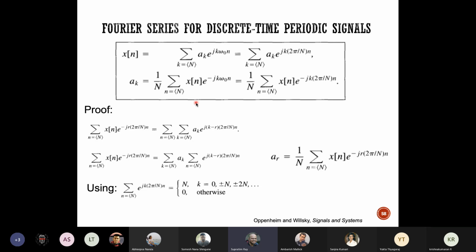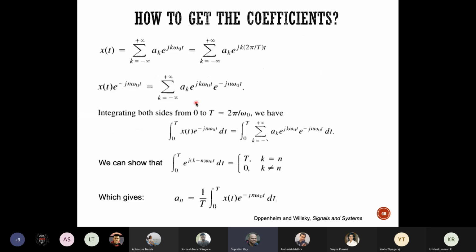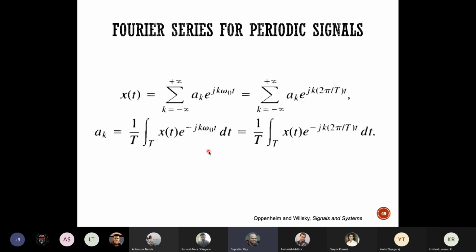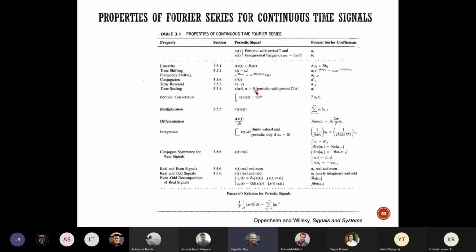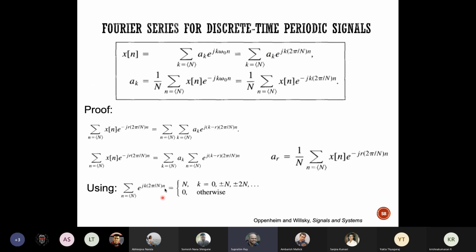In both cases, the proof is actually very straightforward, and it relies on the fact that in the continuous domain, if it's a complex exponential, the integral over any period is just 0 unless the exponent itself is 0. In that case, it's T. So this was the proof that I used, and its discrete counterpart is this equation here.